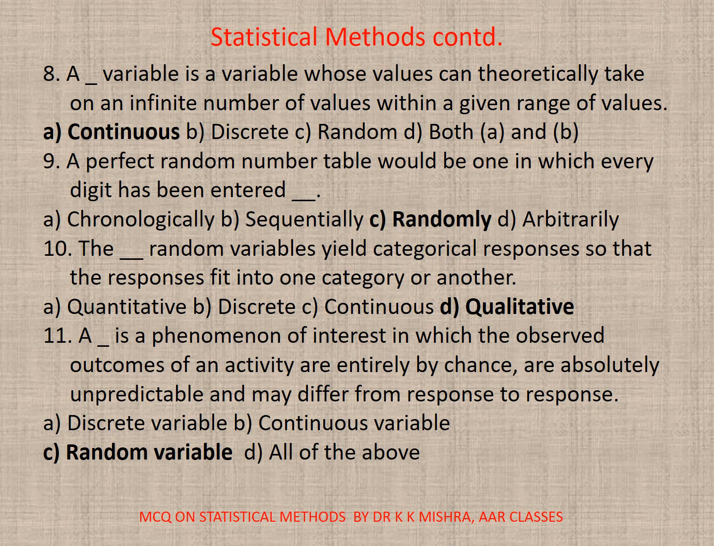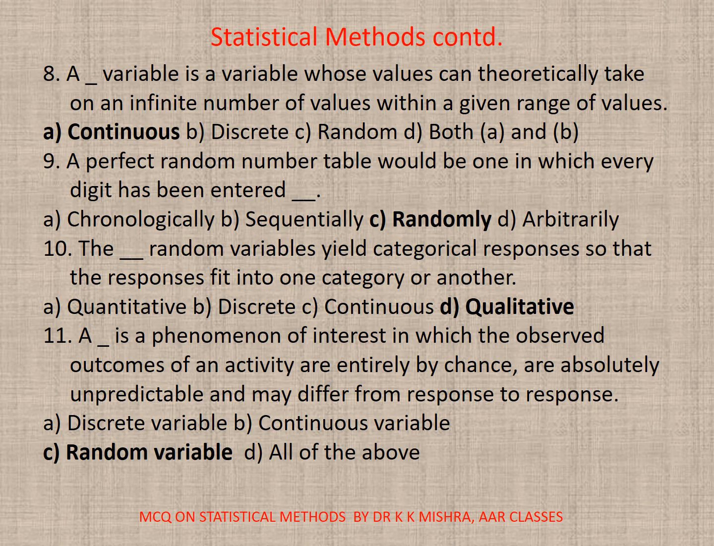Randomly. 10. The dash random variables yield categorical responses so that the responses fit into one category or another: A. Quantitative, B. Discrete, C. Continuous, D. Qualitative. Correct option is D.